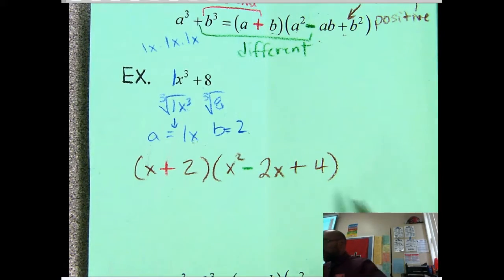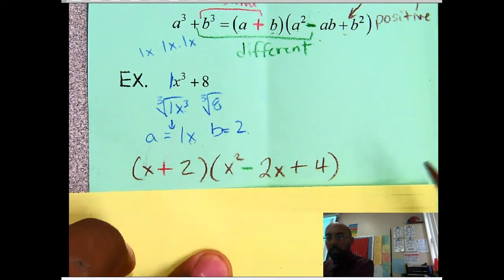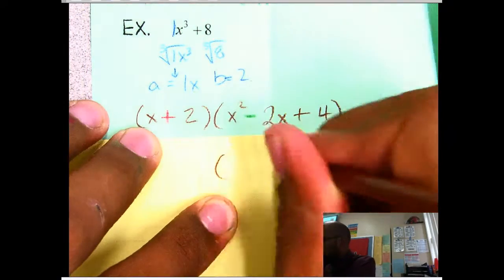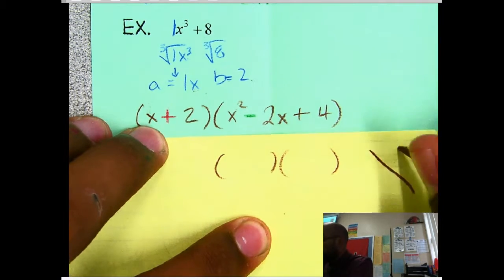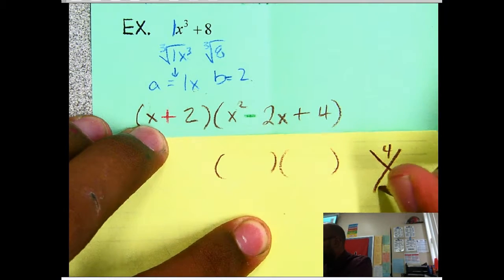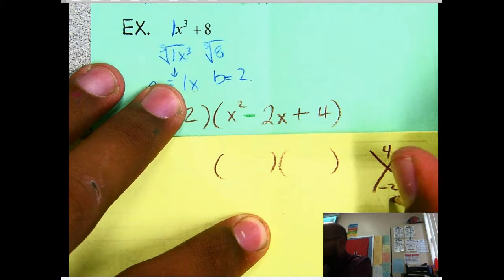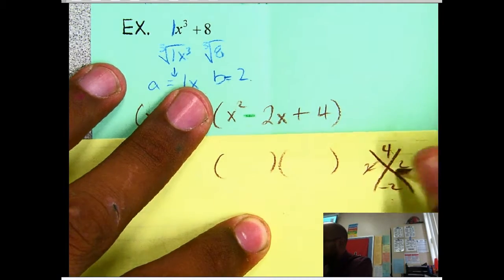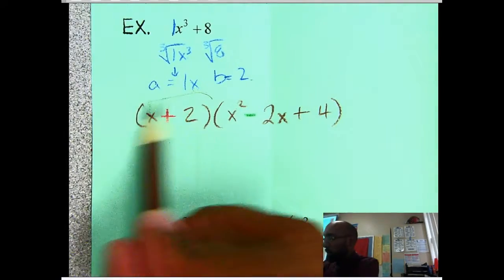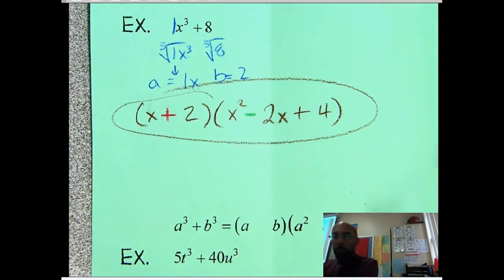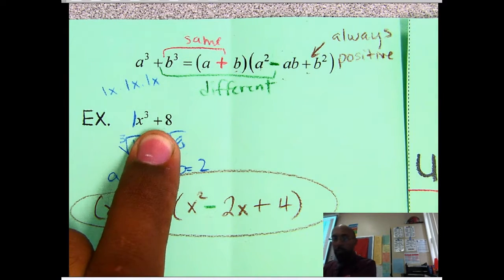Now you can look at the second factor, x squared minus 2x plus 4, and see if you can factor that. But you'll notice that most of the time this will not factor. If I put the 4 on the top and 2 on the bottom, what two numbers multiply to 4 but add up to 2? Well, 2 and 2 doesn't work. 4 and 1 doesn't work. So you'll notice that doesn't factor out, so you just leave it like this. That was the one with the sum of the cubes.